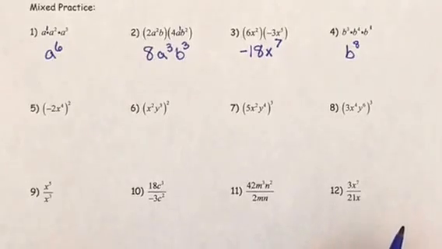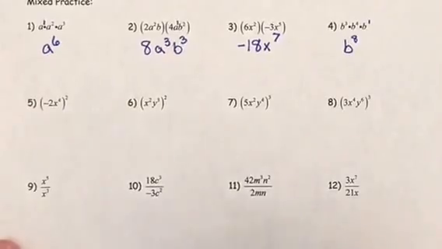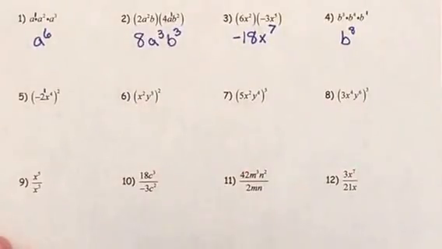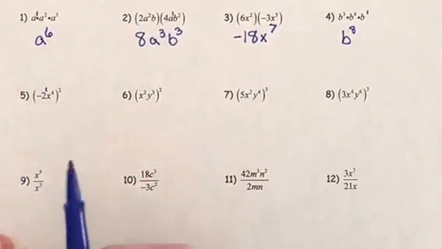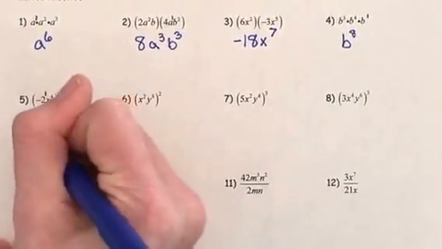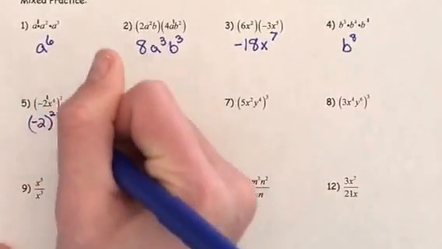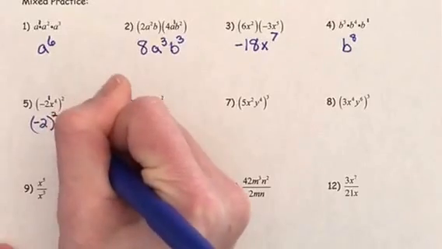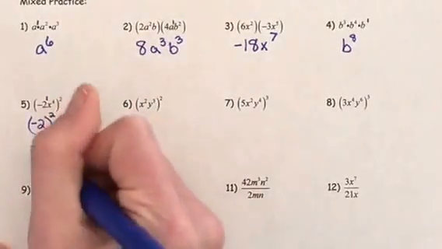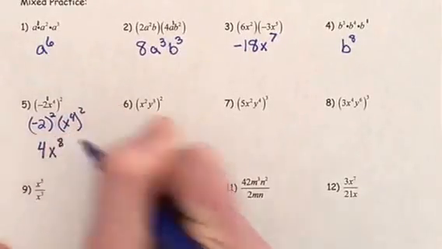In row 2, we are raising things to a power. So remember, this exponent gets multiplied by all the other exponents in the expression. If there is no exponent, it's a 1. So we end up with negative 2 squared and x to the 4th squared. So negative 2 squared is 4. X to the 4th squared is x to the 8th.